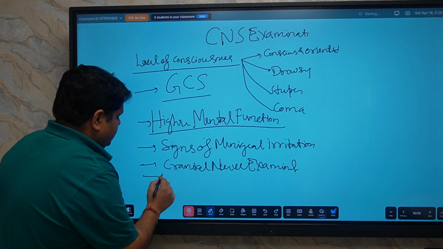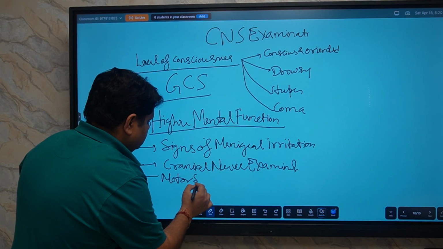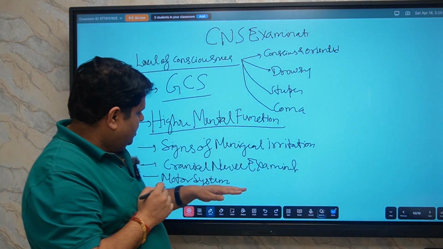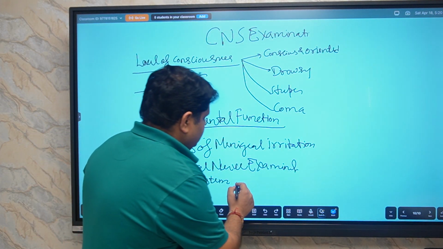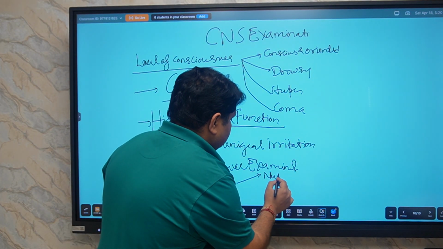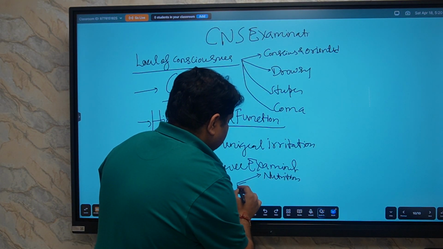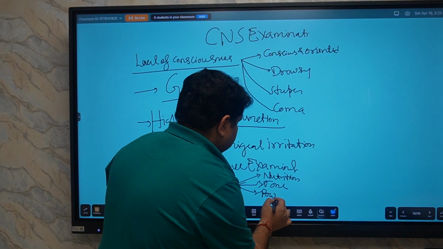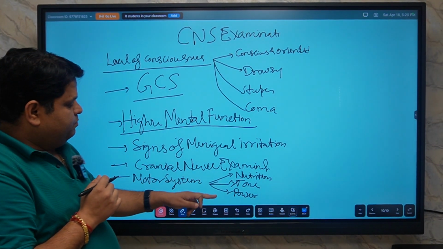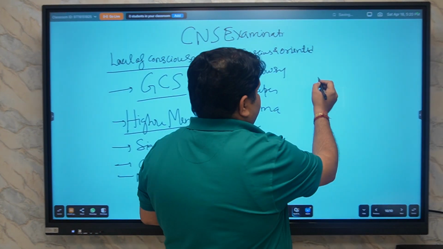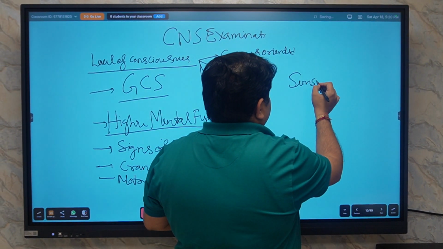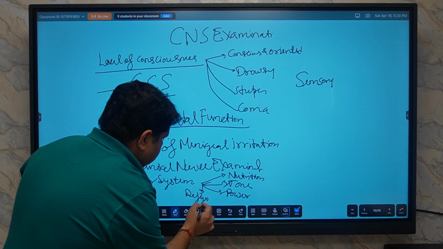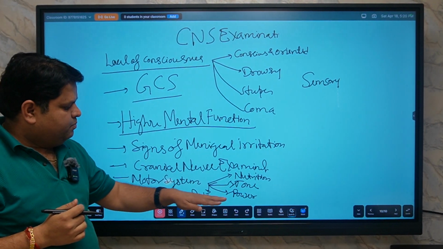cranial nerve examination ke baad motor system examination. On cranial nerve examination also we already have a video, you can watch it for detailed examination. In motor system we do the nutrition, tone, power assessment. Then we go for the sensory system examination. Sorry, in motor system there are also the reflexes examination. So for motor system examination: nutrition, tone, power and the reflexes.